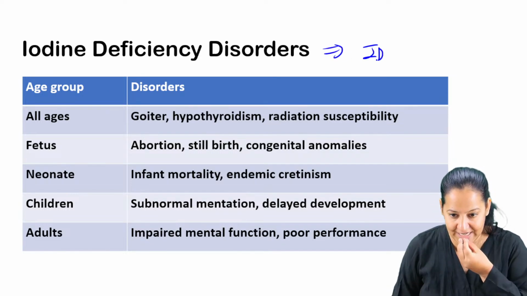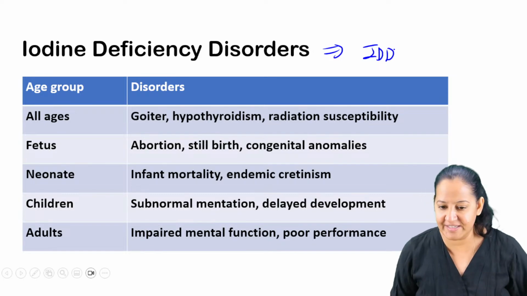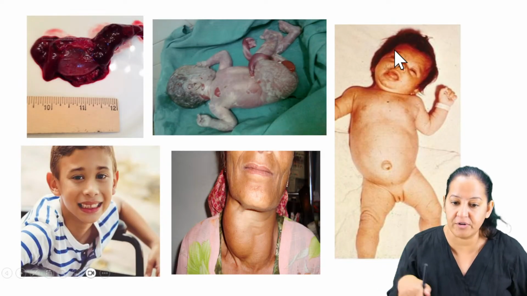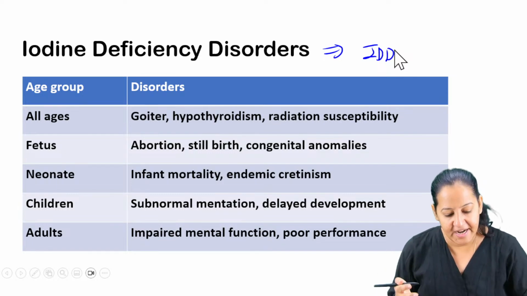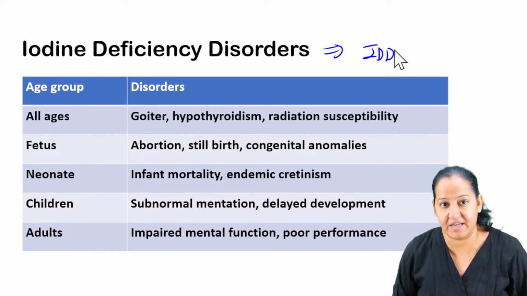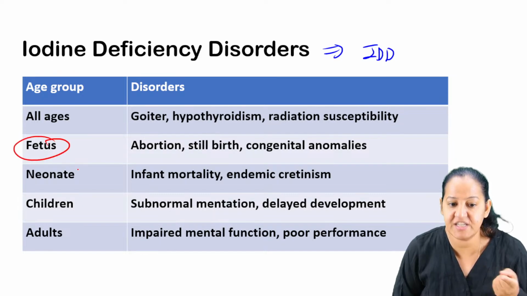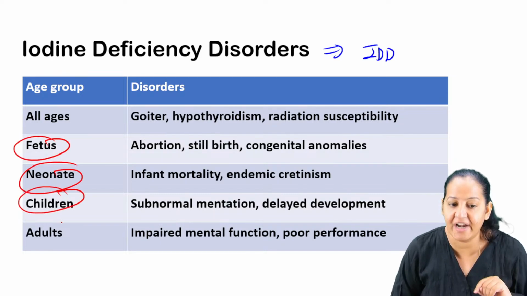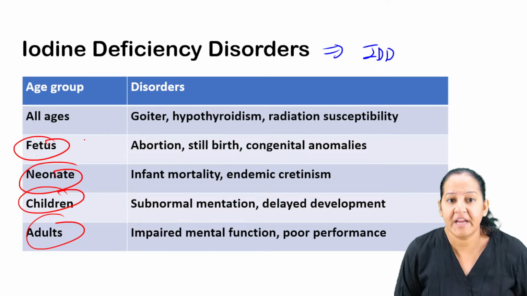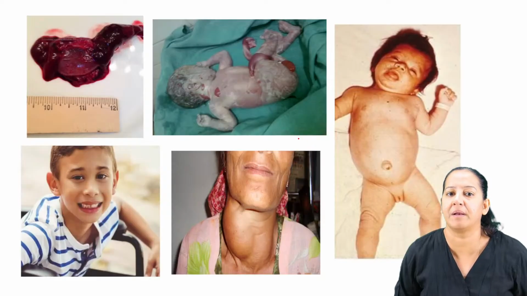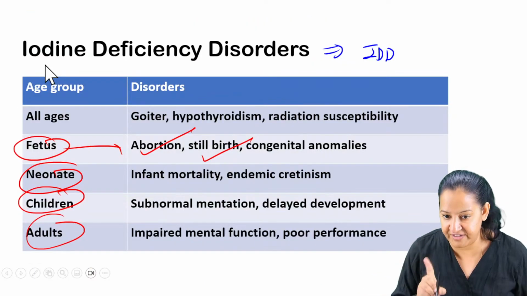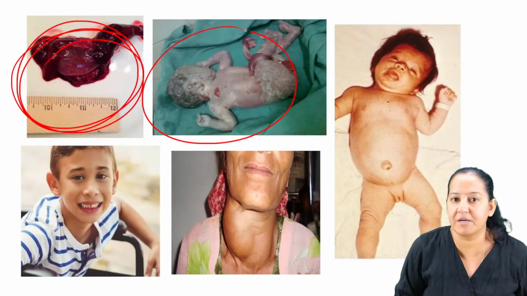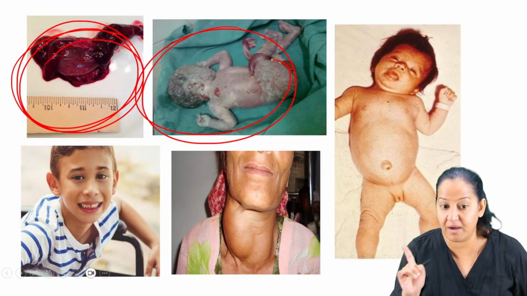Iodine deficiency disorder, what are the symptoms? It depends on which age group it is affecting. Is it affecting a fetus, a neonate, a child, or an adult? The symptoms are different. In a fetus, abortions and stillbirth will occur.